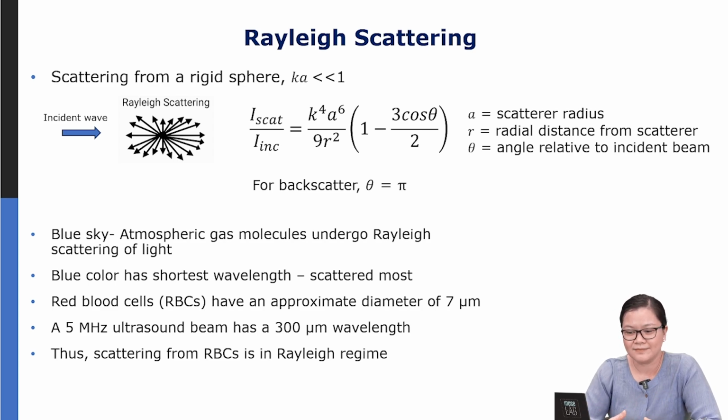In the body, we have red blood cells, which have an approximate diameter of about 7 microns. If we use 5 megahertz ultrasound with a 300 micron wavelength to view these red blood cells, you would consider the red blood cells as being Rayleigh scatterers because they are much, much smaller in dimension compared to the ultrasound wavelength.